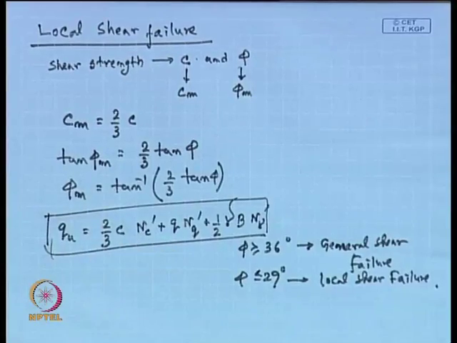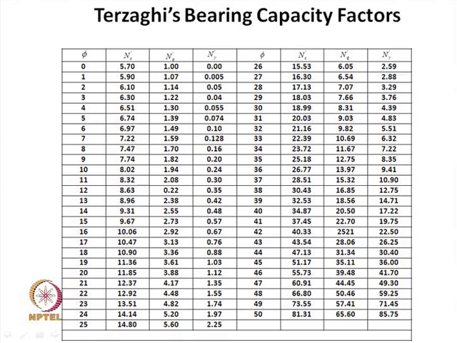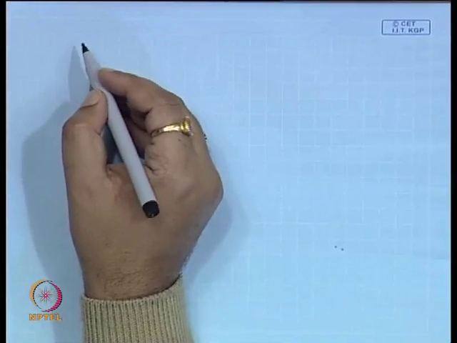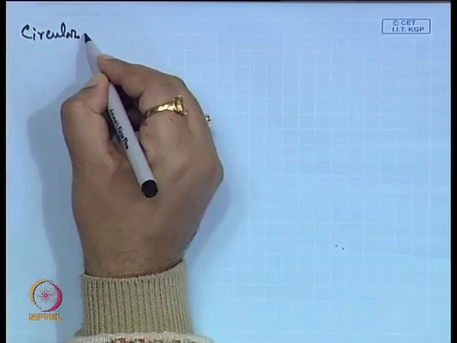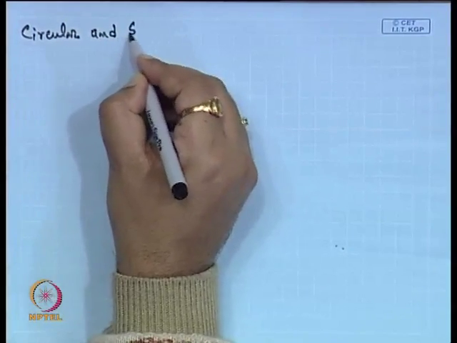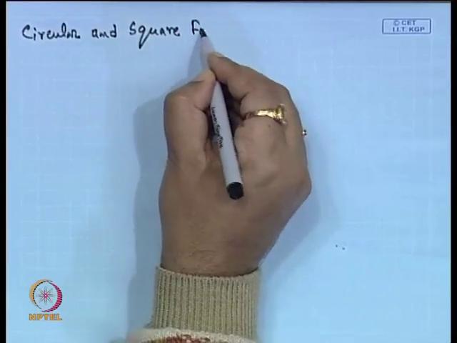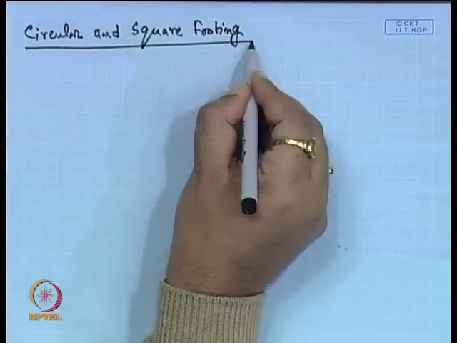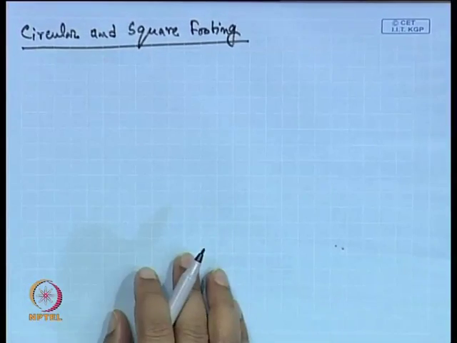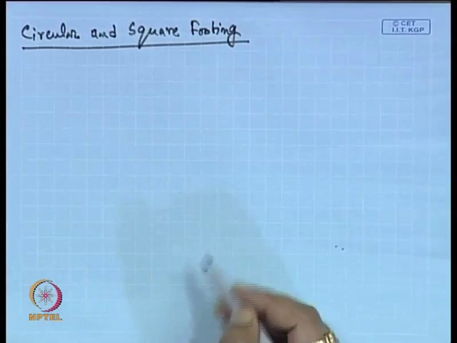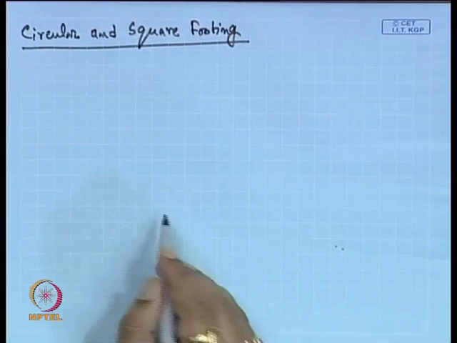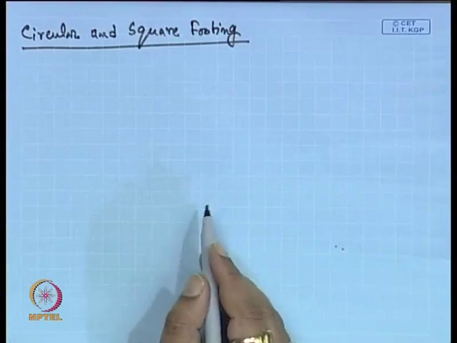Now, the next thing is that these expressions are derived for strip footing. Now, if the footing is circular or square, then also we can use this expression, but with some modification. So, Terzaghi has recommended how to use this, because the general expression is valid for the strip footing. So, how will we use this expression for circular footing or square footing?